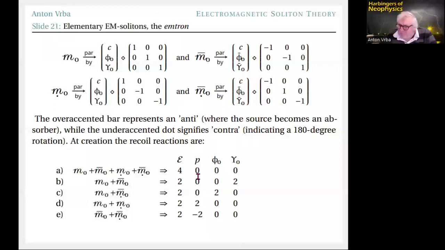They have no mechanical recoil, and they have no electrical or magnetic recoil. If I do a M0 plus its anti, I've got an electrical recoil. If I do a M0 plus the contra anti, I have a magnetic recoil. And if I head across that way, so the M0 plus its contra, I have a mechanical recoil, and basically the other one here.